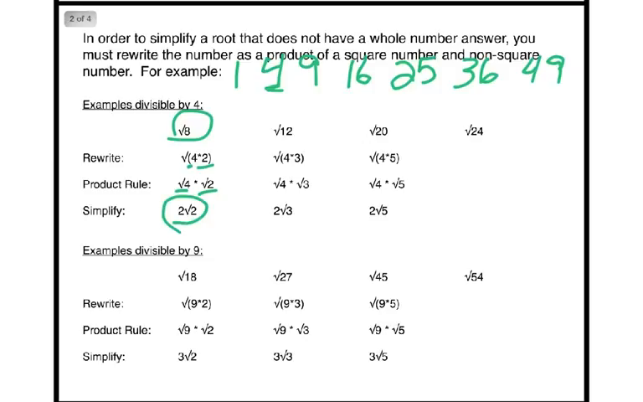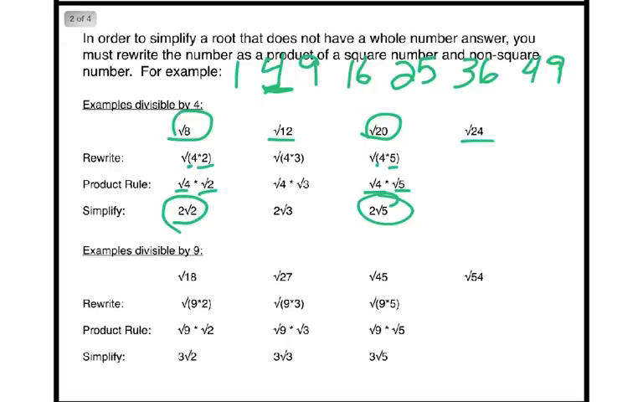Here's another example, the square root of 20. I can rewrite 20 as 4 times 5. I chose 4 because it's a square number, and 5 is a non-square number. So I break apart the root, root 4 times root 5, and I can simplify the root 4, so it's 2 root 5. Review the example for root 12 and try root 24 on your own.